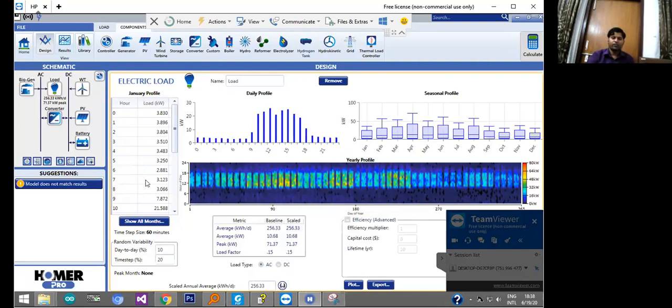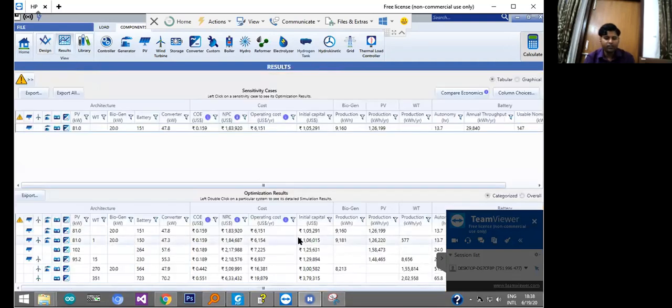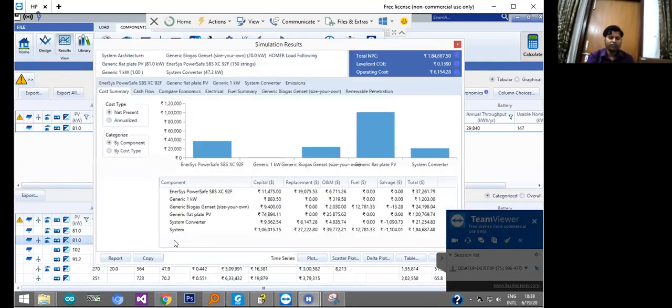Once you have set this, you just click on calculate. It will give you the results. Then you can go to results. If you click on results, it will show you the optimized value, and it will also show for different components how much. If you click on one, it will show you the full pattern, how much energy it will generate and other things also. I have clicked on one system.